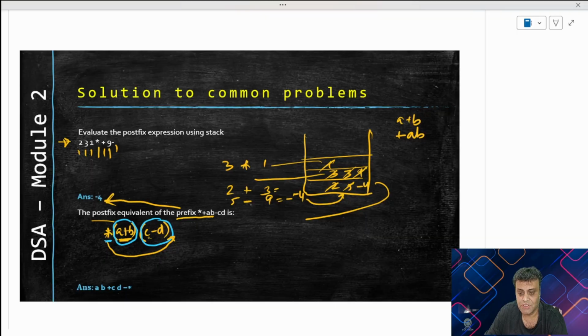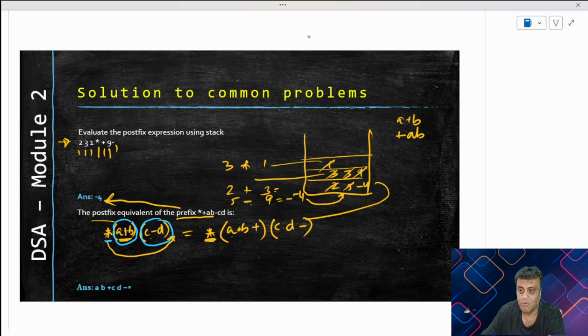How do we convert this infix to a postfix? Can I write this as star of A dot B plus? Of course I can write it. That infix A plus B in postfix will become A dot B plus. And similarly, C minus D will become C dot D minus, right? And we have still this star here.